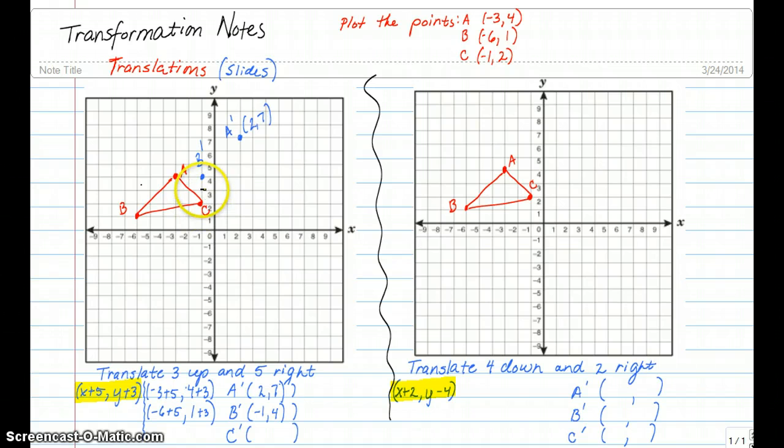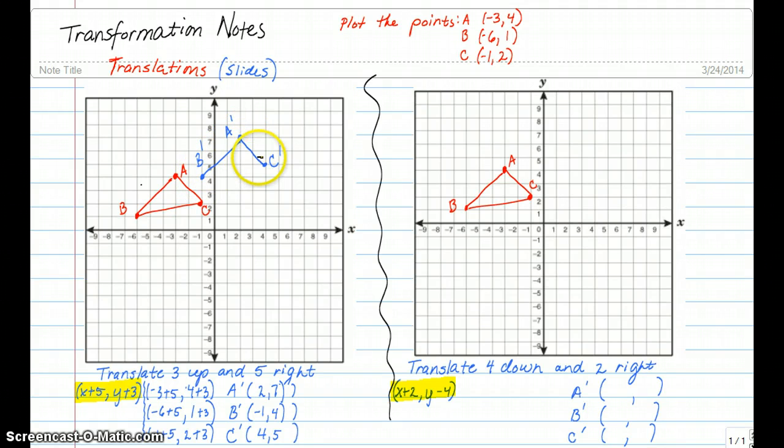And so we go up 3, 1, 2, 3, and over 1, 2, 3, 4, 5 to the right. And that's going to be C prime. We are going to connect these in just a minute so you can see they're the same figure. But let's first do this. So that's 4, 5. So we would have had -1 plus 5, that's 4. And then we have 2 plus 3, so y plus 3, 2 plus 3, and that's 5. So 4, 5 works. Now you connect the points.